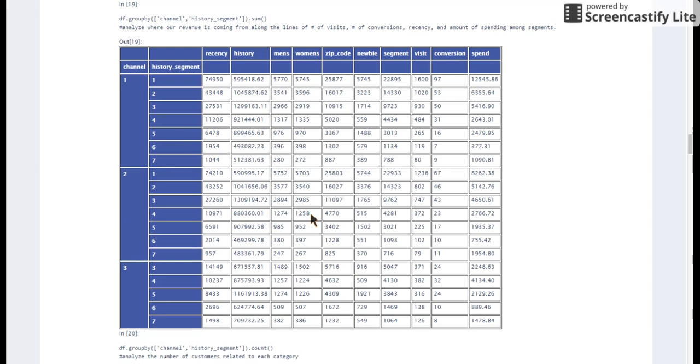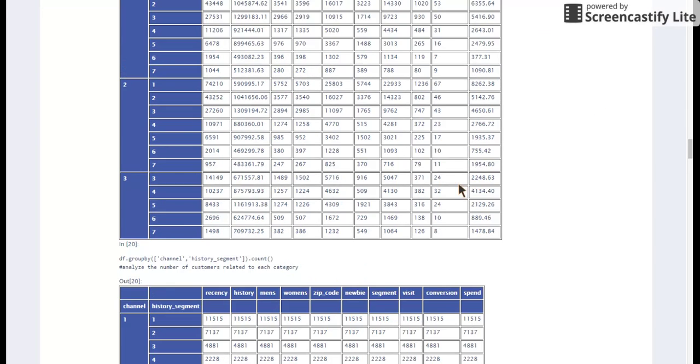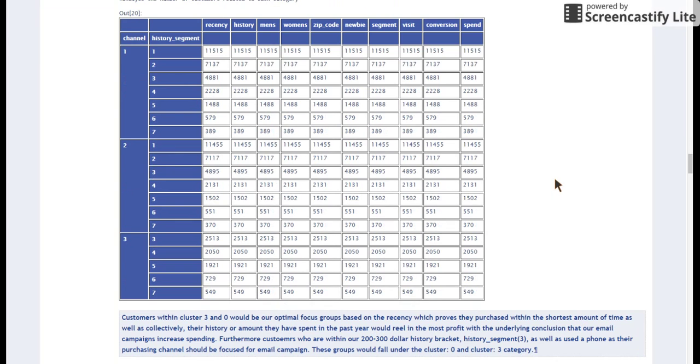our phone group compared to our web group did just barely. Within our channels, our web group and our phone group did comparatively great side by side. When we look at our history segments, overall, our phone group is only 100 off from our web group.